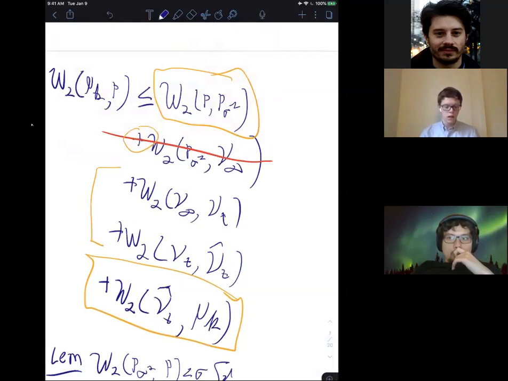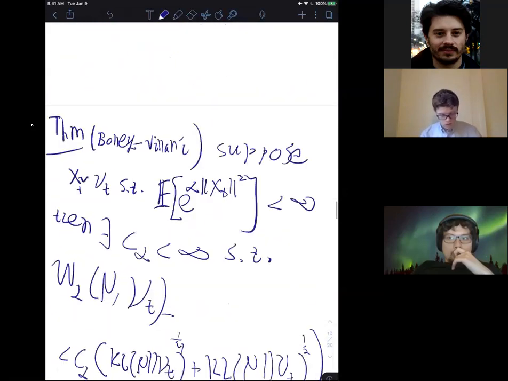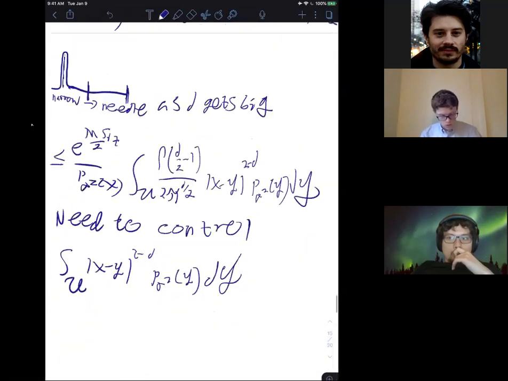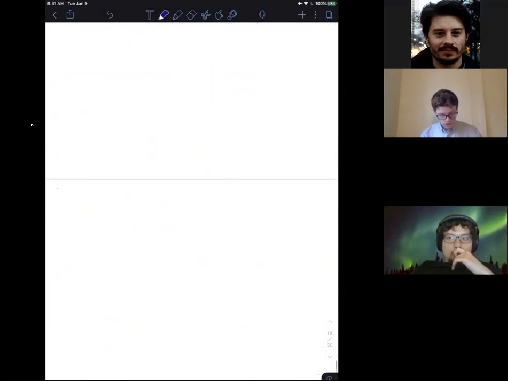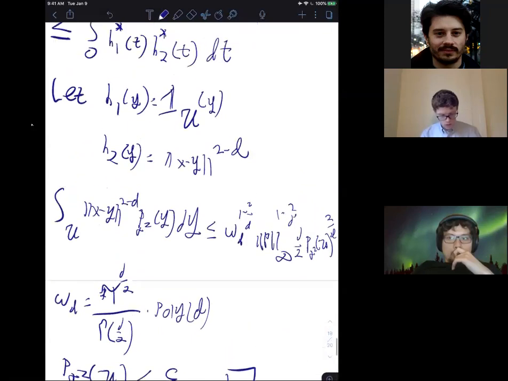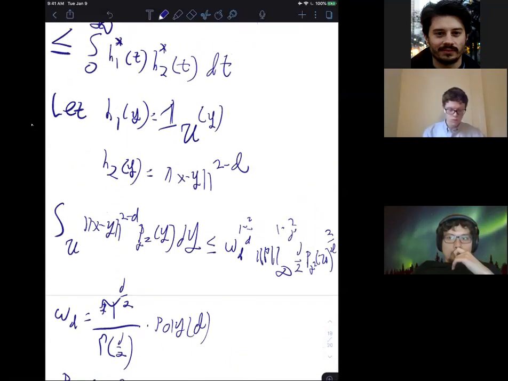Oh, sorry. I'm asking something about the bit that you were doing. Suppose you take the current, high level approach, and you're still trying to bound W2 of nu t and nu t hat. But suppose that instead of the dissipativity condition, you know that the distribution is strongly log concave, or maybe even Gaussian, let's just say.